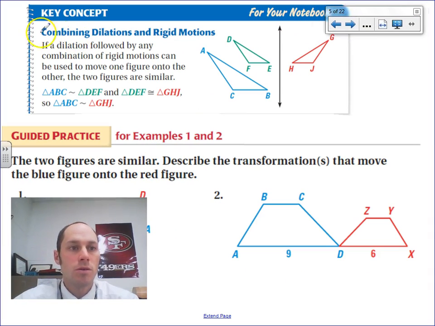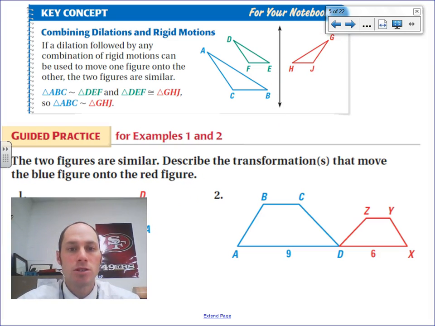So you can read this key concept here. If a dilation followed by any combination of rigid motions can be used to move one figure onto the other, the two figures are similar. So for instance, ABC is similar to DEF because it's a dilation. And then DEF is congruent to GHJ because it's a reflection across this line. So we could say that triangle ABC is also similar to triangle GHJ.